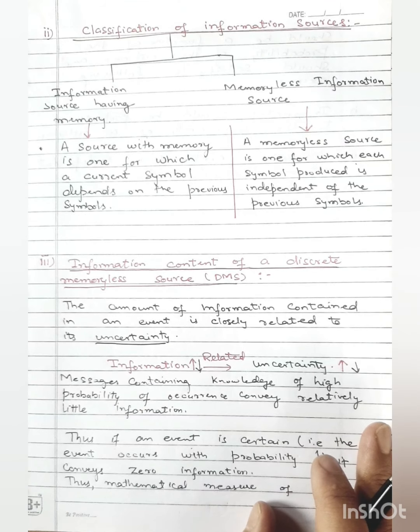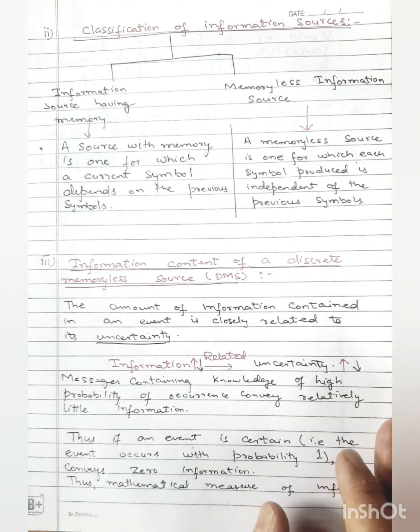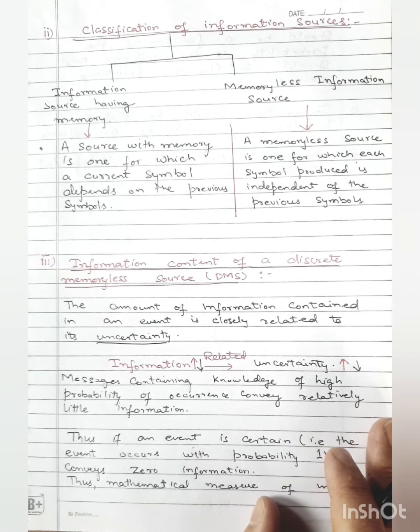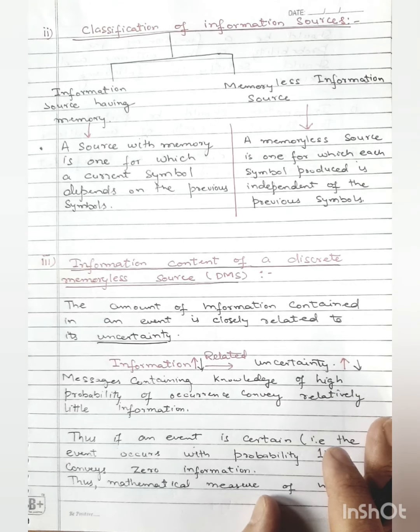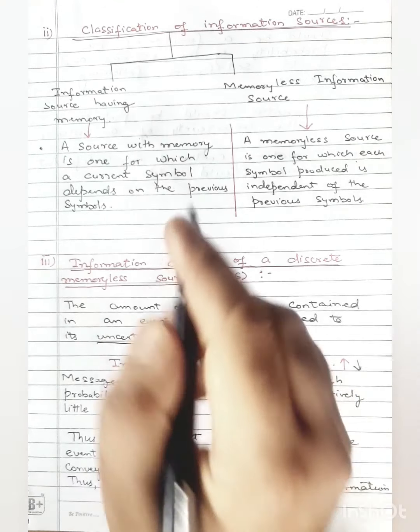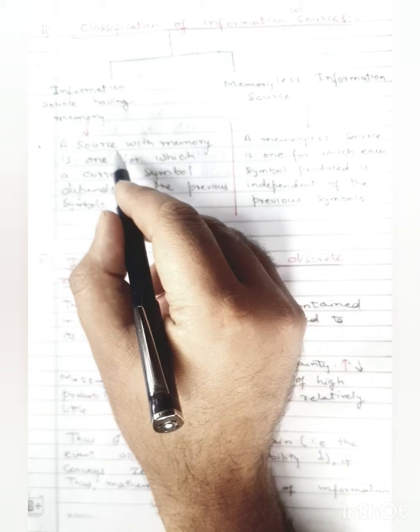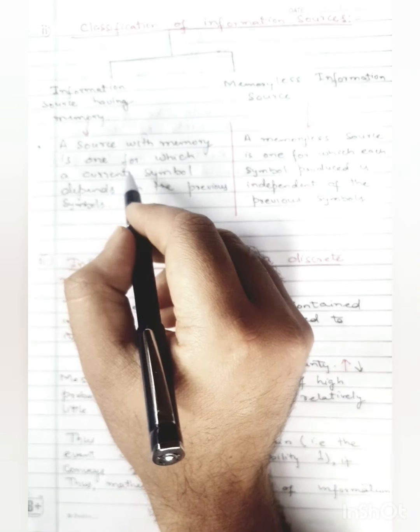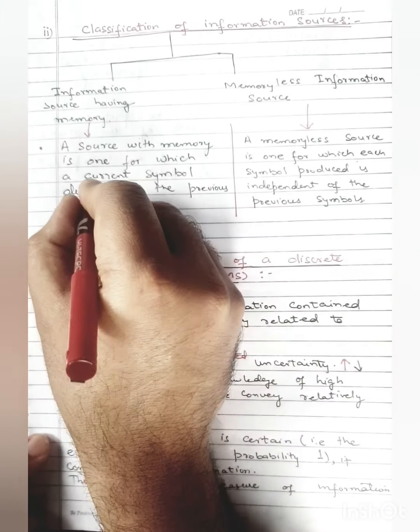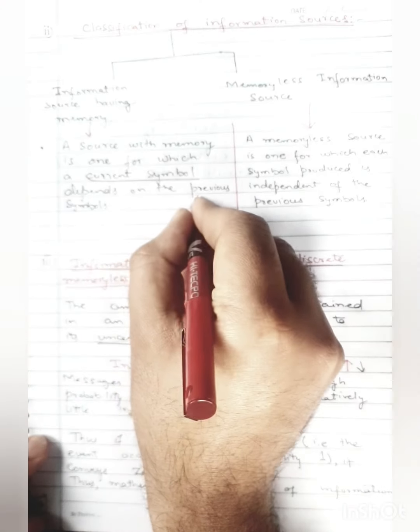Today we will discuss classification of information sources. Information sources can be classified into two types: one having memory and the memoryless information source. A source with memory is one for which the current symbol depends upon the previous symbol. That means the current symbol depends upon the previous symbol.